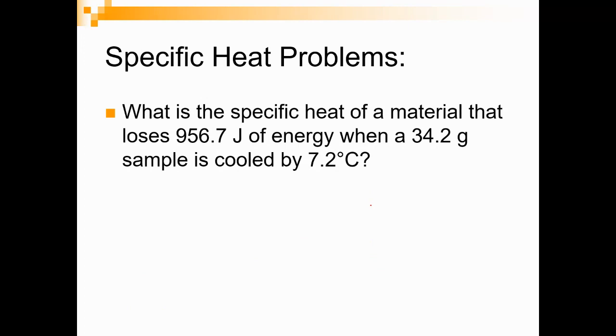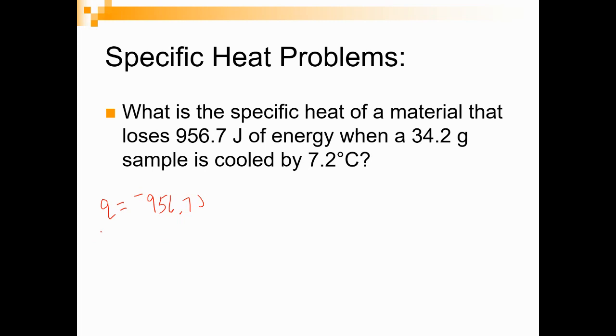What is the specific heat of a material that loses 956.7 joules of energy when a 34.2 gram sample of it is cooled by 7.2 degrees Celsius? Okay, so let's tackle this. Now we've got to be really careful with signs. A couple of lessons ago, we learned that positive always means gain and negative always means lose. This one says it loses this energy. So that means this item has a negative 956.7 joule energy change. Negative means loss.